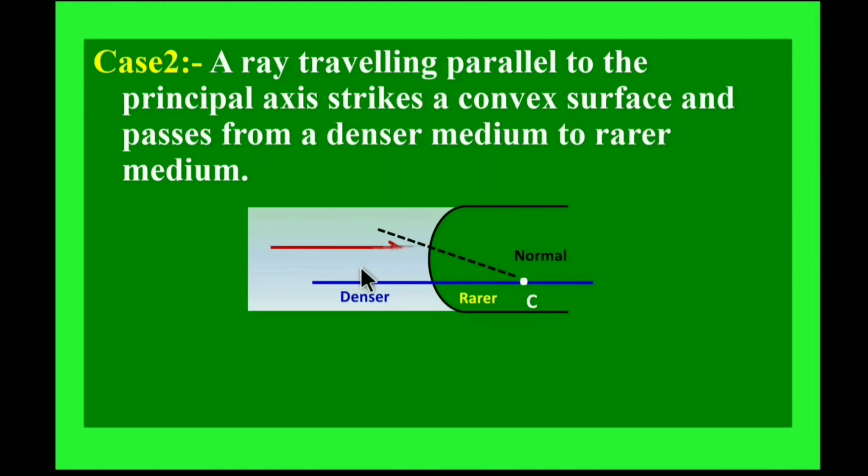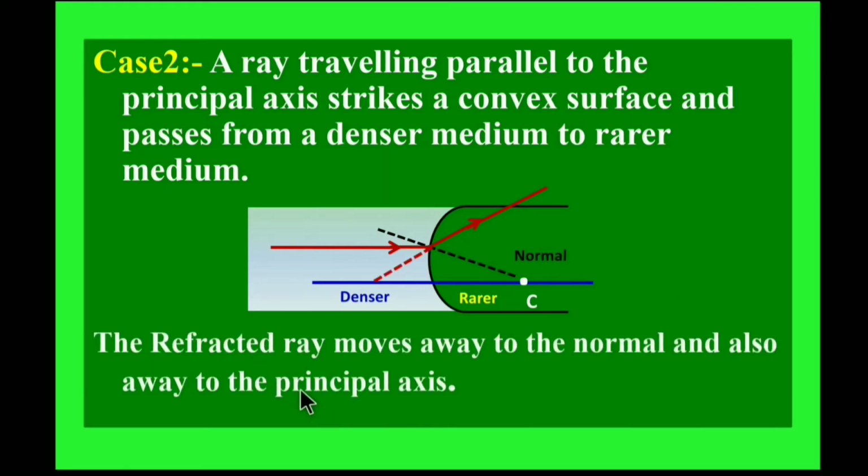So now the light ray is passing parallel to the principal axis. After the bending, we can observe here, the refracted ray moves away from the normal and also away from the principal axis. It moves away from the normal and also moves away from the principal axis. But if you observe here, this refracted ray seems to emanate from, or seems to be coming from, a point, and is moving away from the principal axis.